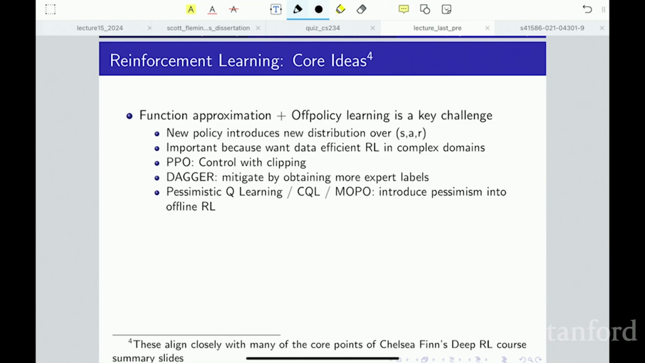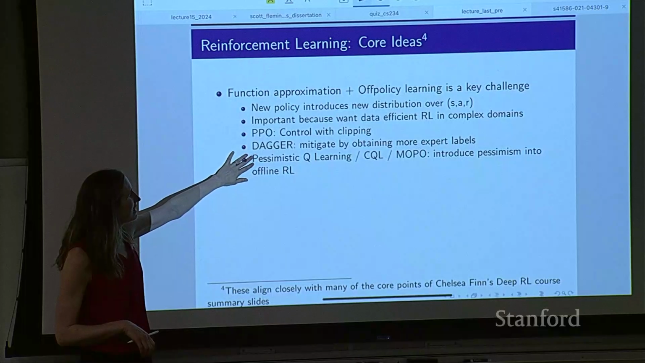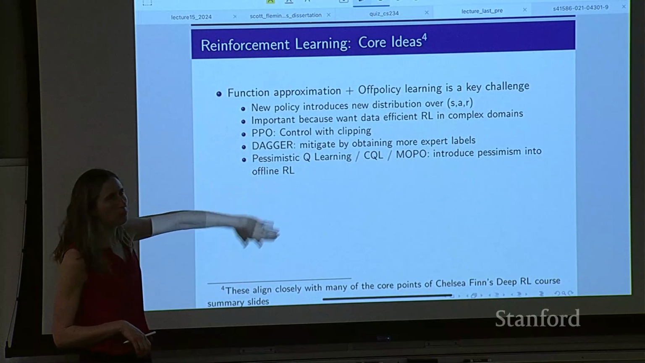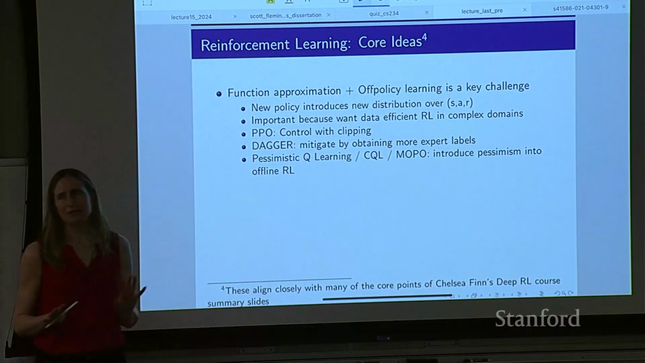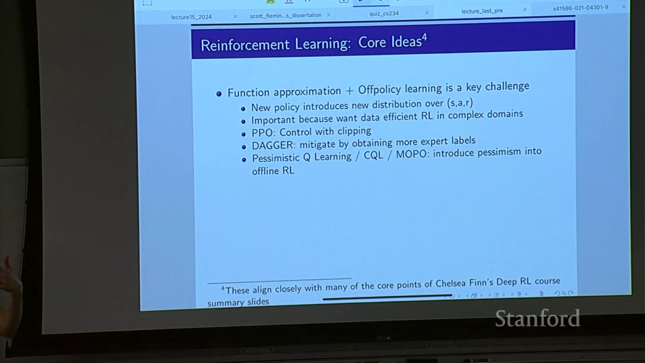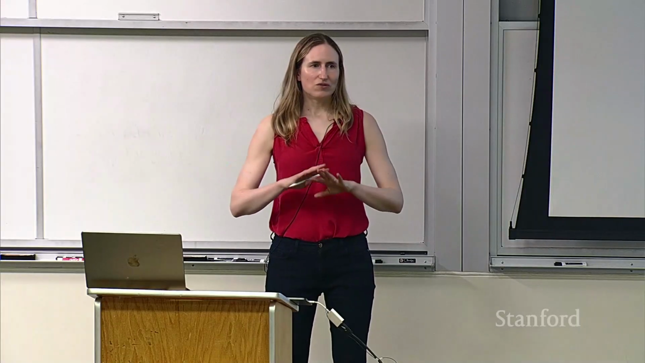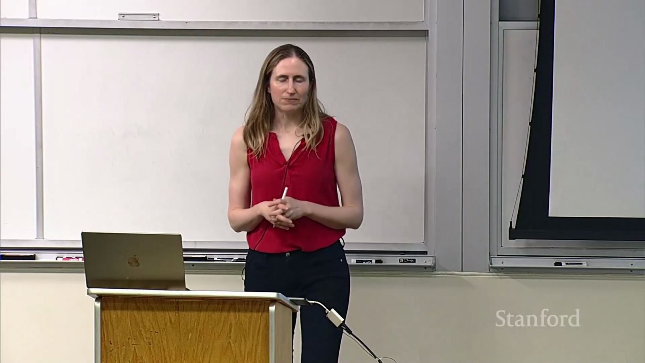And things like pessimistic Q-learning, which came from my lab, CQL, which came from Berkeley, and MOPO, which came from other colleagues of mine here at Stanford, all introduced pessimism into offline RL. Again, exactly to limit this extrapolation problem where you're overly optimistic about what will happen.